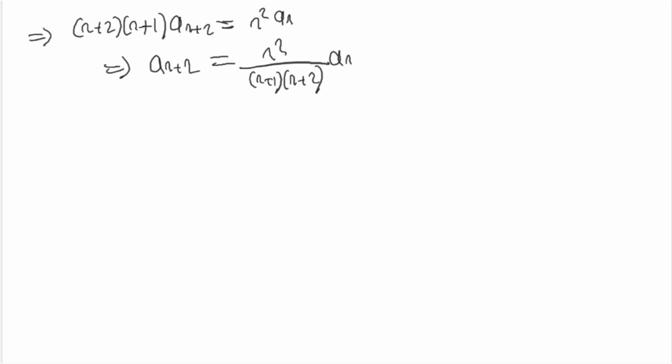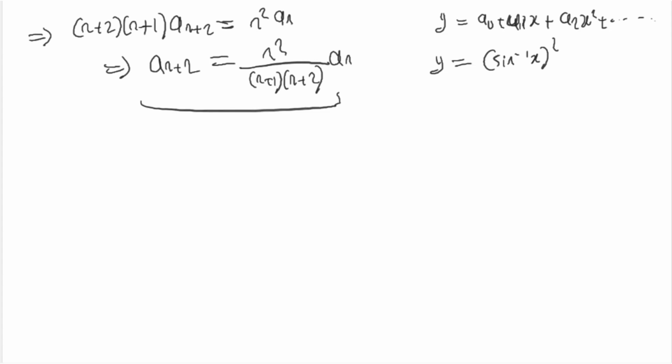Now what have you achieved? What we have achieved is that if y is a sub 0 plus a sub 1 x plus a sub 2 x squared plus up until infinity, and y is equal to sine inverse of x squared, then these coefficients a sub 0, a sub n satisfy the recurrence relation. This formula will allow us to find a sub 2 if we know a sub 0. Notice that in this formula n is bigger than or equal to 1. That is for sure.